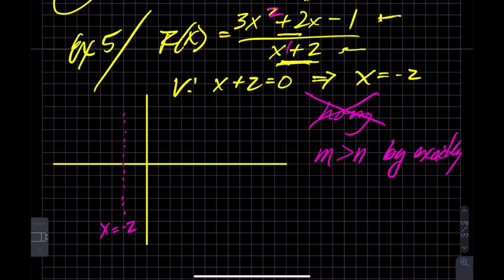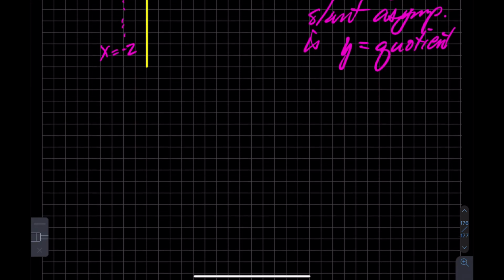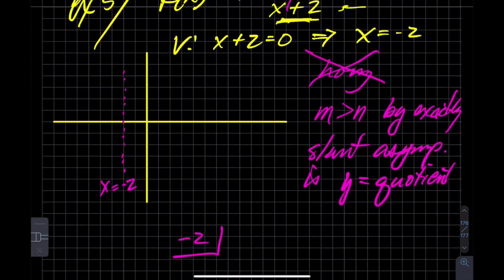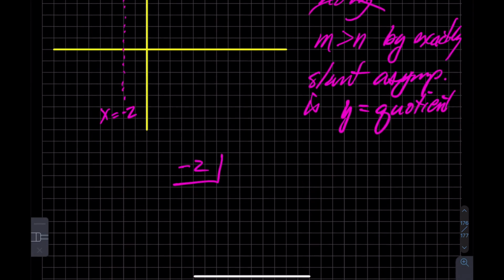How do I determine what that is? Well, you have to do the division. This is going to be the slant asymptote: y equals the quotient, the result of division. So we're going to go back and do that synthetic division because we can. Remember, we use the root, so it's negative 2, and it's 3, 2, negative 1.